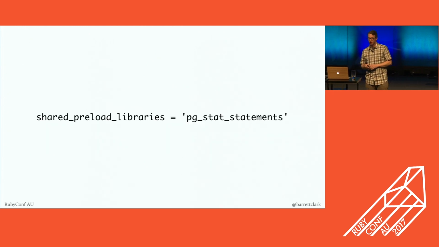Open that file up. You're going to look for this line. Should be in there commented out, but if it's not, you can just add it in. Save the file, and then you have to bounce the Postgres server. You have to restart Postgres. And when you do, it will start logging statistics as queries execute.